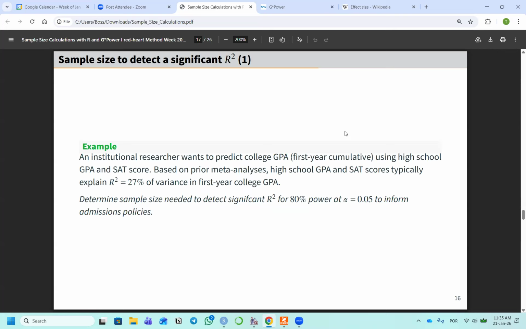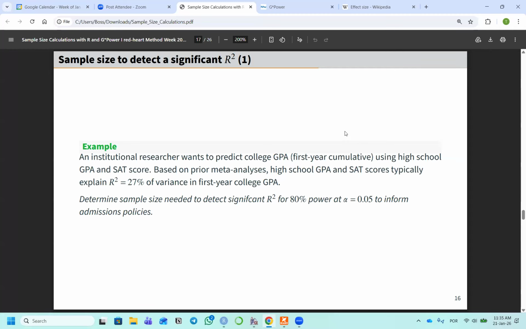So to justify, or maybe to explain my example: an institutional research office wants to predict first-year college GPA based on high school GPA and SAT score. Based on prior information, there is a well-established meta-analysis showing that high school GPA and SAT score explain 27% of the variation in college GPA. So that is the information we do have.